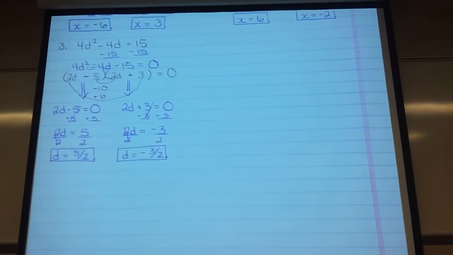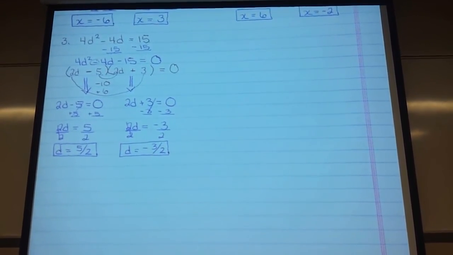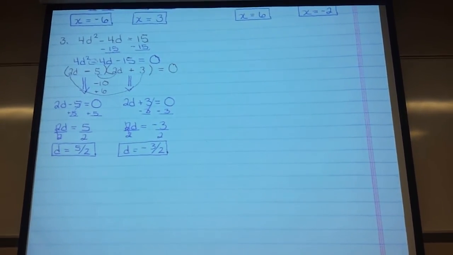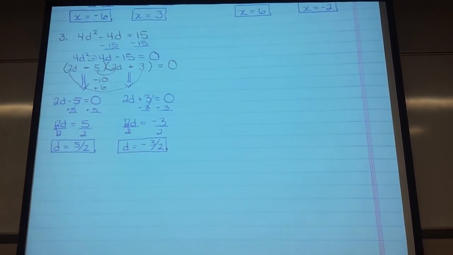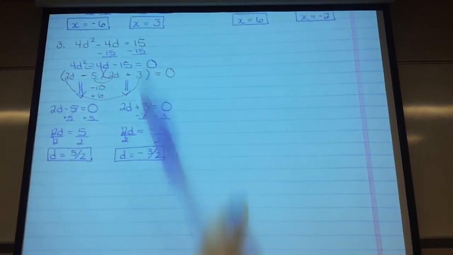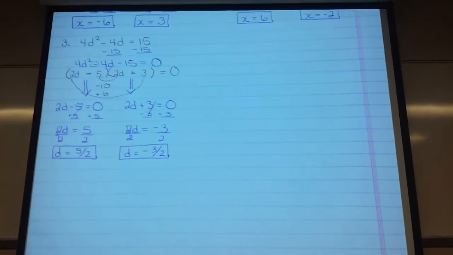Question. In the beginning, on number 3, that 15, will it ever be a negative 15 or a negative answer? Yeah, then you would just switch it over to a positive.